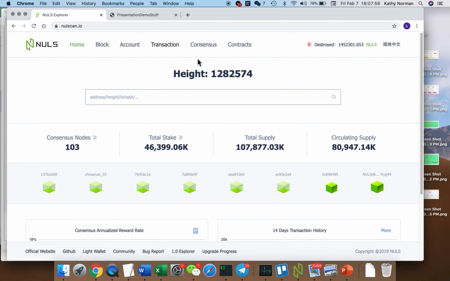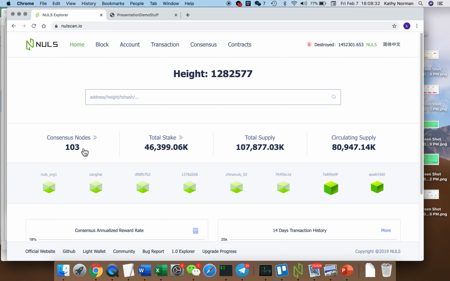At this point in time, the height is this value here, which is the last block that was processed by a consensus node. A block is processed every 10 seconds, so that means that a block is processed 8,640 times per day. And block number one was processed in September of 2019. That's when we upgraded to NULS 2.0, and at that point in time, we reset the block counter.